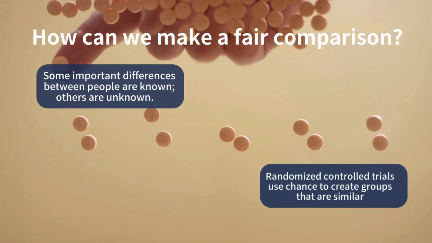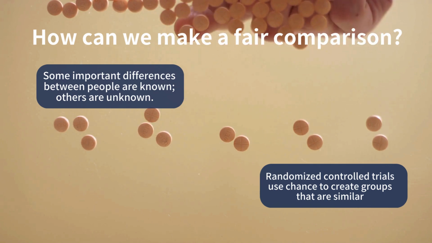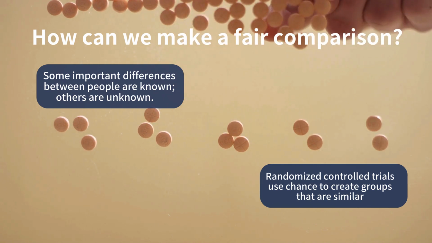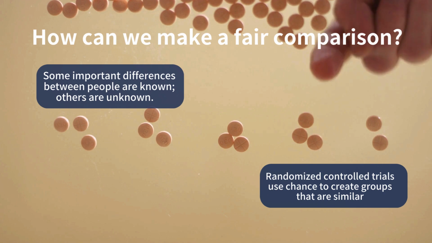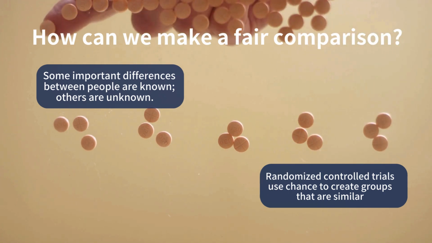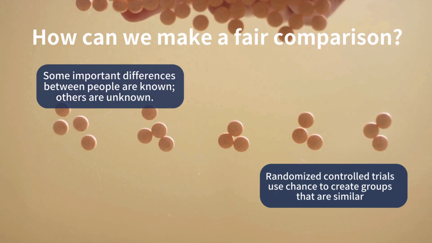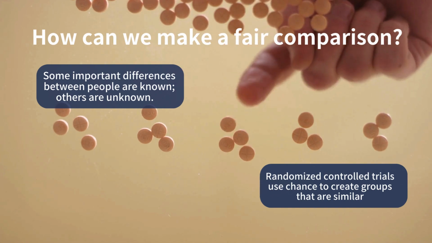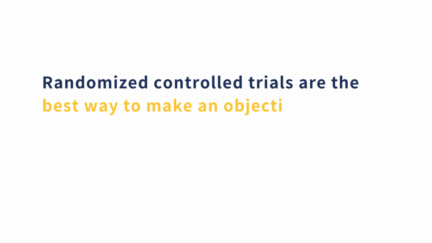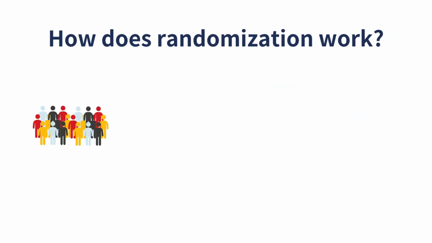For a fair comparison, when a treatment is tested, the people who do or don't use the treatment should be similar in every way, except for the treatment. However, while some differences between people might be easy to see, others might be unknown. Because we aren't able to understand all the ways that the comparison groups might be different and control for this, we use chance to create similar groups. This is why randomized controlled trials are considered the best way to make a fair and objective comparison between two or more treatments. So, how does a randomized controlled trial work?